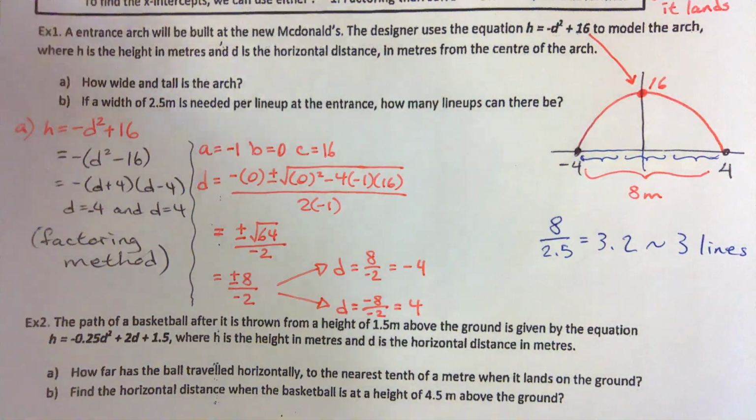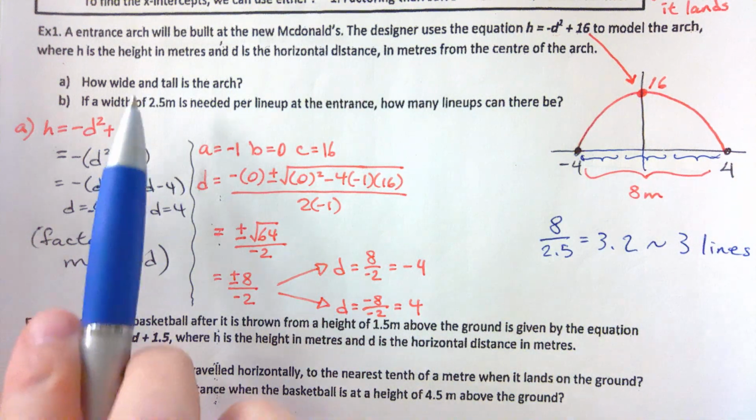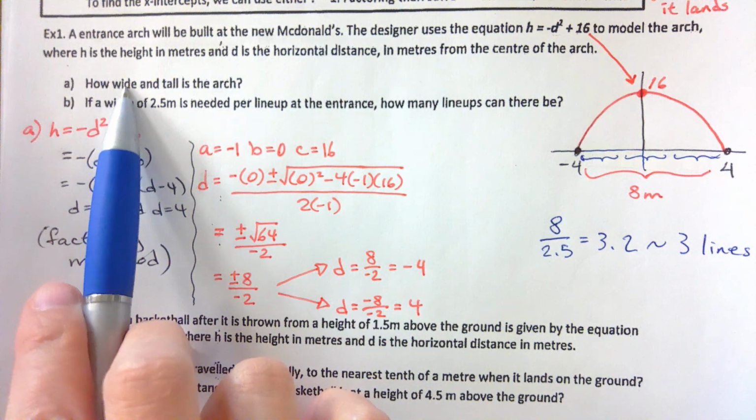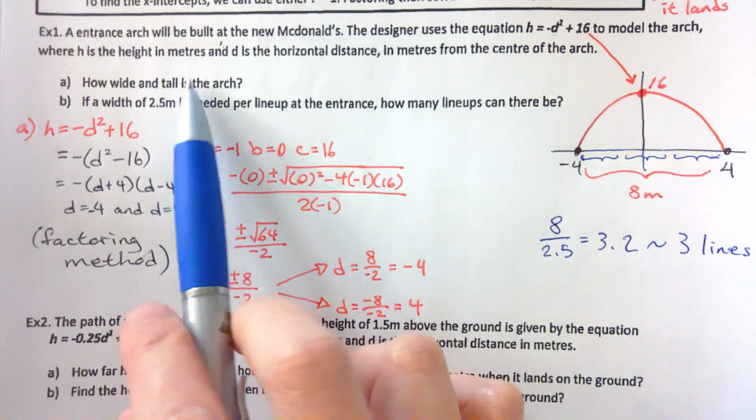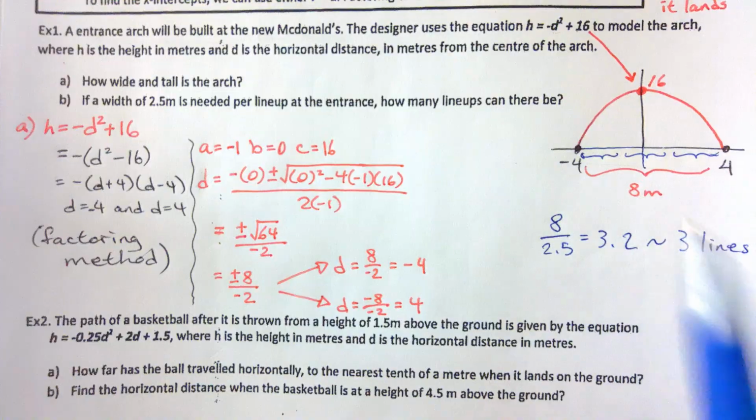So that's number one. Right? So number one is just basically getting you guys to recognize that if it's asking you how wide, you're talking about your x, and then how tall, you're talking about your y.